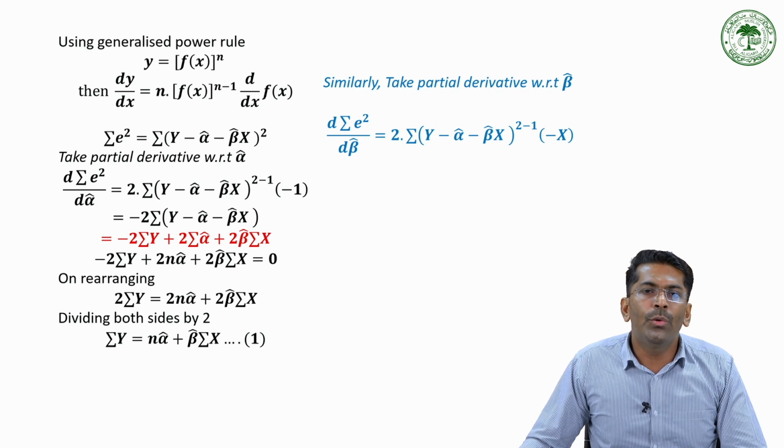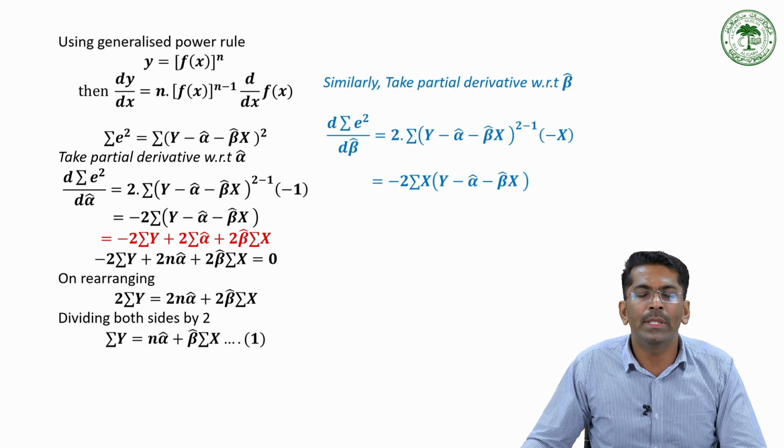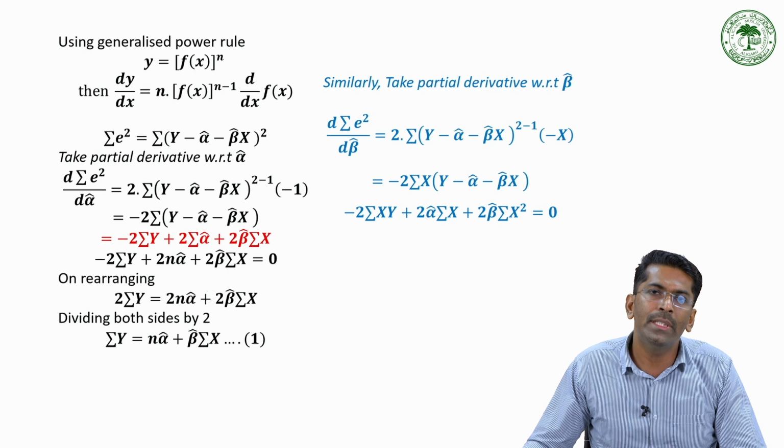If you multiply 2 into minus x, it will become minus 2 sum of x times the bracket term, whose power is 2 minus 1, which is 1, and if the power is 1 it is normally not written. Opening this bracket, it becomes minus 2 sum of xy, then minus minus becomes plus, so plus 2 alpha hat sum of x, plus 2 beta hat sum of x into x, which becomes x square, which is equal to 0.